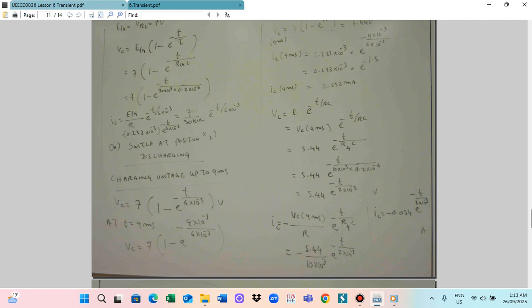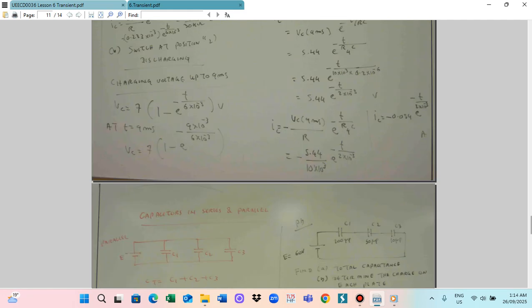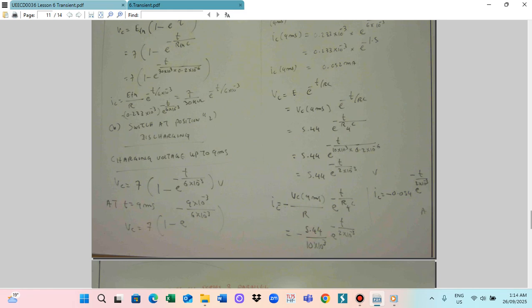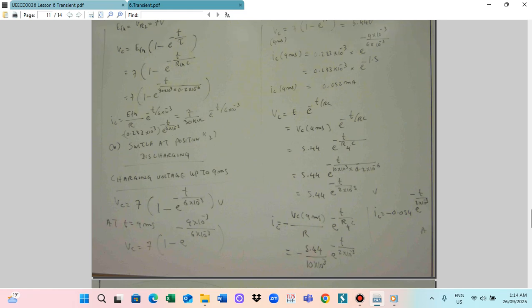So we substitute here 0.233 into 10 power minus 3 multiplied by e power minus 9 into 10 power minus 3 divided by 6 into 10 power minus 3. By solving this, the IC at 9 milliseconds is 0.052 milliampere. So we have calculated the VC and the IC at 9 milliseconds.